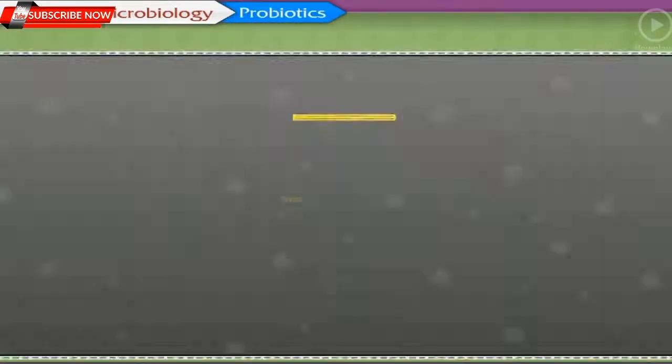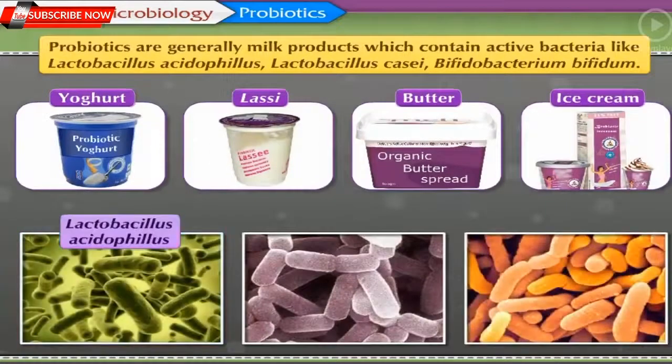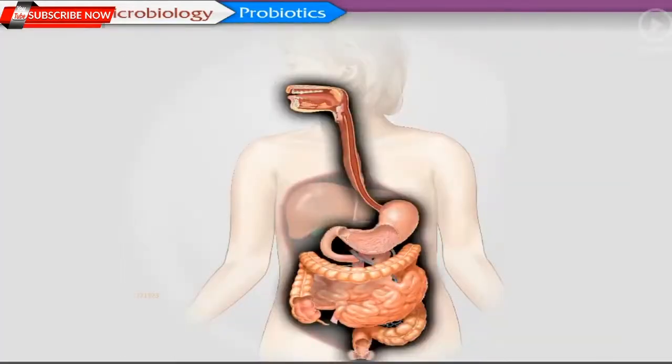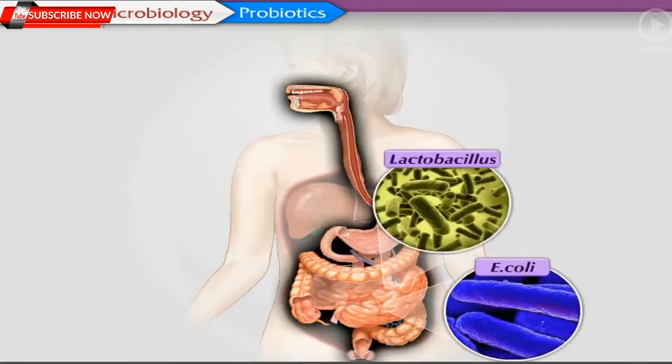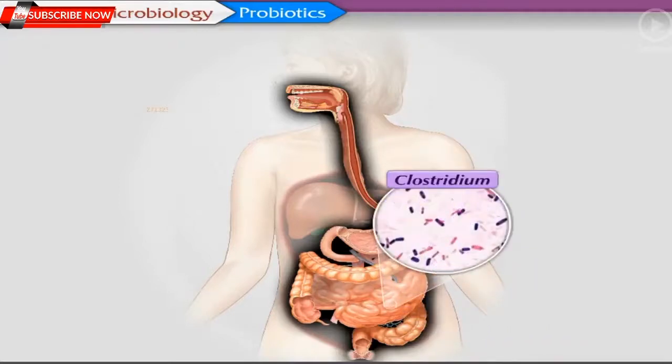Probiotics. Probiotics are generally milk products which contain active bacteria like Lactobacillus acidophilus, Lactobacillus casei, Bifidobacterium bifidum, etc. These microbes maintain the balance of intestinal microorganisms, that is, increase the population of microbes helping in digestion, and decrease the population of harmful microbes like Clostridium.